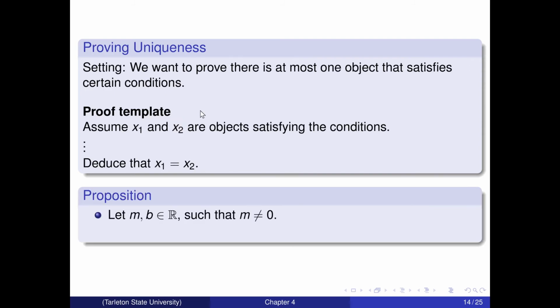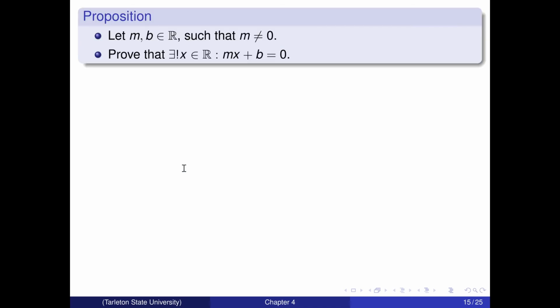Now, as a quick example of this, let's look at this proposition. This says, let m and b be real numbers where m is not 0. Then we want to prove that there exists a unique x in the real numbers such that mx plus b is equal to 0. This is a notation we haven't seen yet. Of course, we've seen that this backwards e is an existential quantifier, but this exclamation point means unique. So you read this as: there exists a unique x in R such that mx plus b is 0. And the fact that m is not 0 here is really important for this to work.